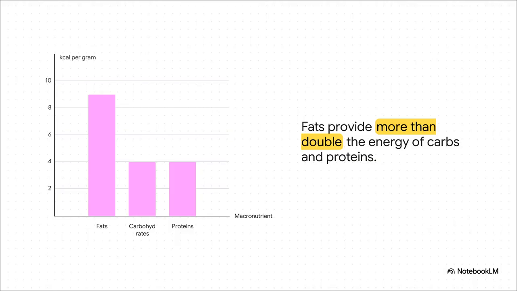So on the biggest scale, our food is basically fuel. It's made of these three main things we call macronutrients: carbohydrates, proteins, and fats. They all give us energy, what we call calories, but here's the thing, not all fuel is created equal. As you can see, fats pack more than double the punch of carbs or proteins. They are by far the most energy-dense fuel our body can get its hands on.